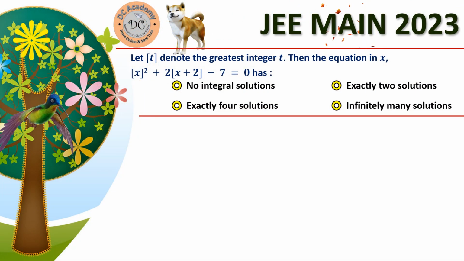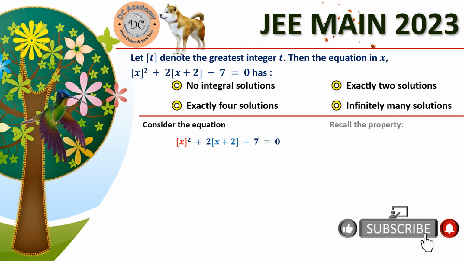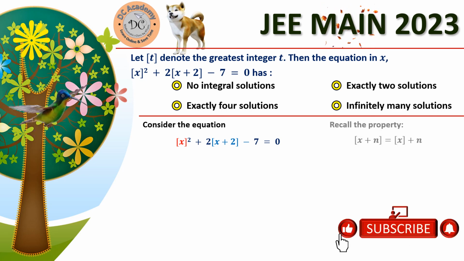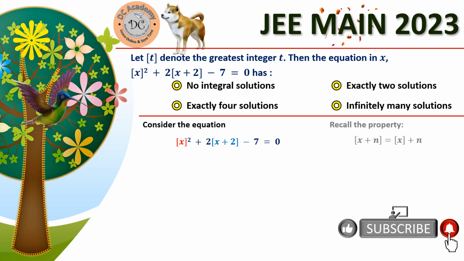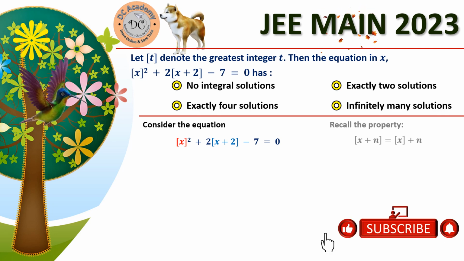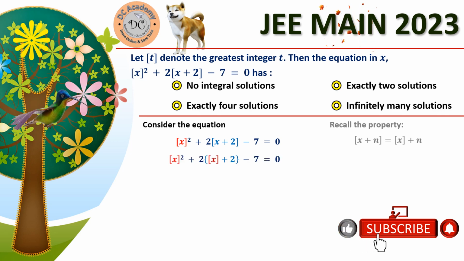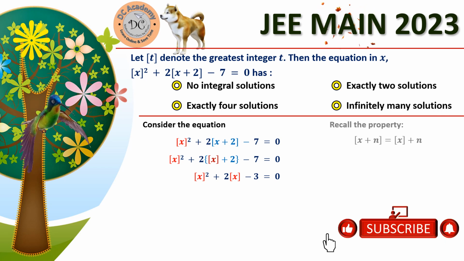In this problem, we first consider the given equation. Now here, we recall one property: floor of x plus n is equal to floor of x plus n. Floor of x means the greatest integer function. If we apply that property, then floor of x plus 2 will be equal to floor of x plus 2. Then we can reduce the equation to floor of x squared plus 2 floor of x minus 3 equal to 0.